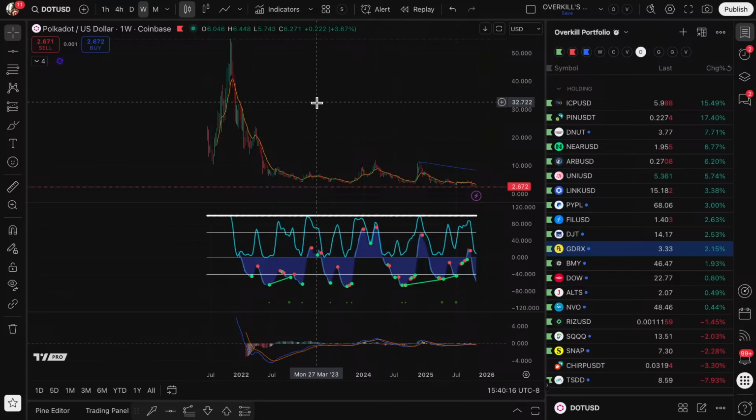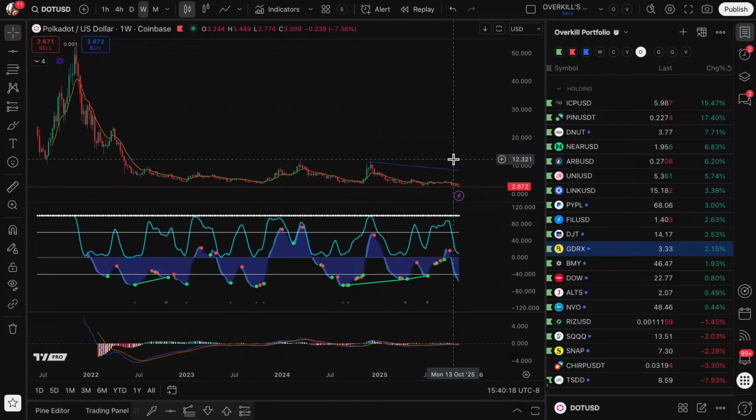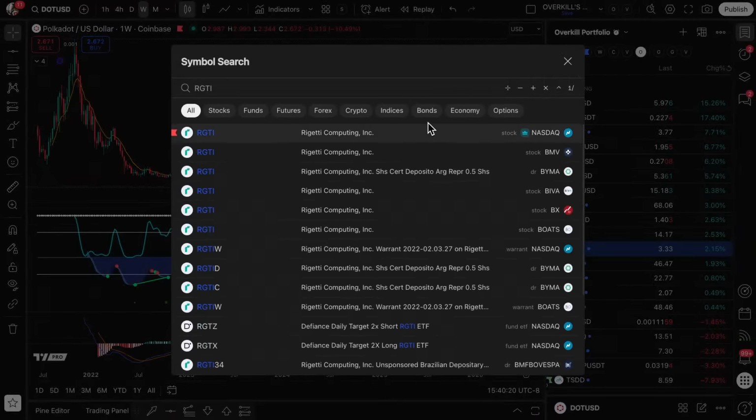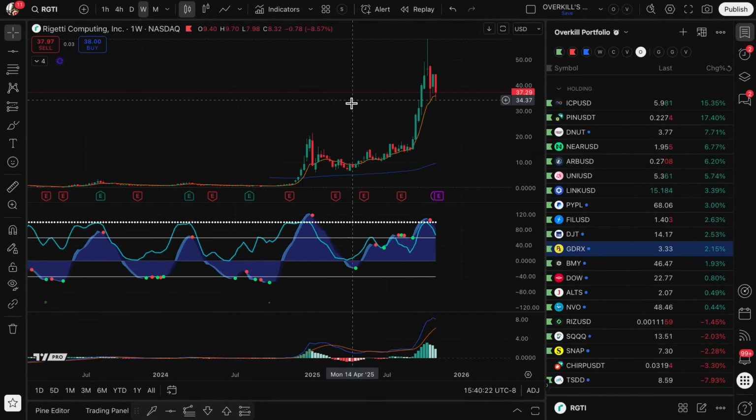I'd wait for the weekly if you're going to buy it. But, I mean, again, you're at all-time lows, so you're getting it at the cheapest price ever. If you're staking it, great. You don't even have to worry about the price. You just collect the APY.